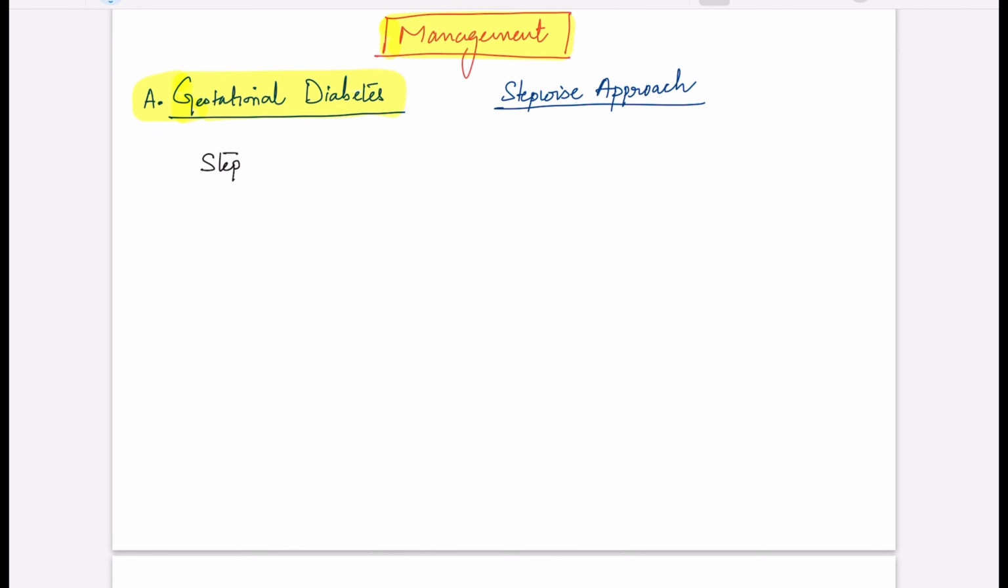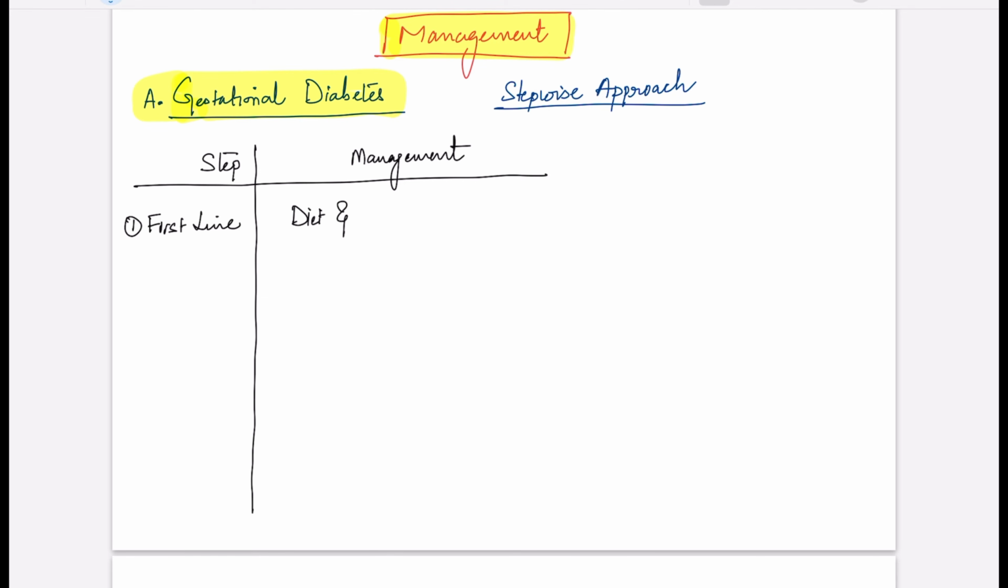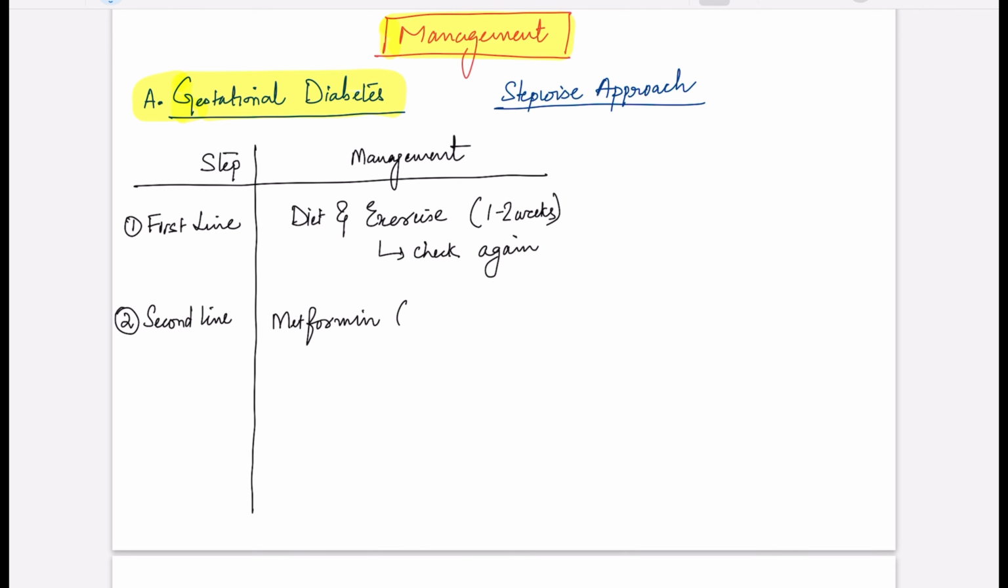Management, we are going to focus on gestational diabetes first. Remember, GDM has a very stepwise approach, so we are going to go step by step. The first line for GDM management is always diet and exercise. You give a trial for 2 weeks and then recheck the patient. The second line is metformin. It is very safe to have in pregnancy.